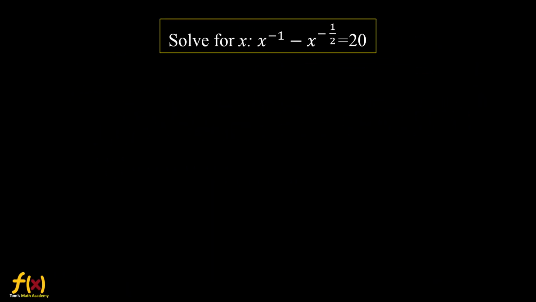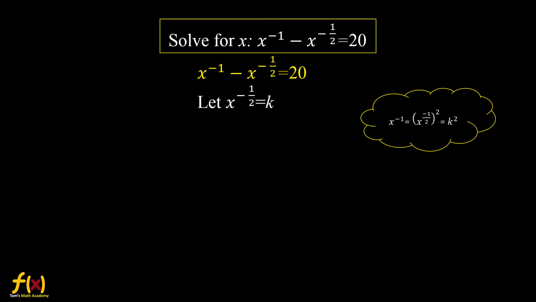Another good question from exponential equations. x to the power minus 1 minus x to the power minus half equal to 20. Here we introduce the k method. Let x to the power minus half equal to k. Then x to the power minus 1 is x to the power minus half, to the power 2, which is k². So we get k² − k − 20 = 0, the standard form.